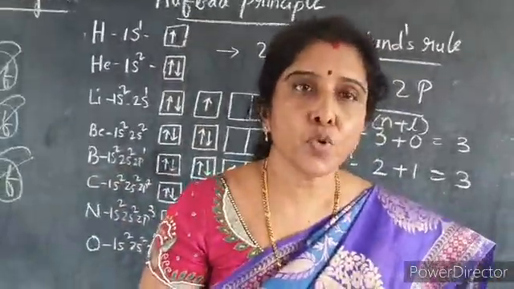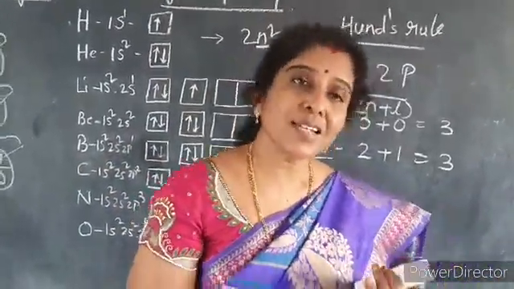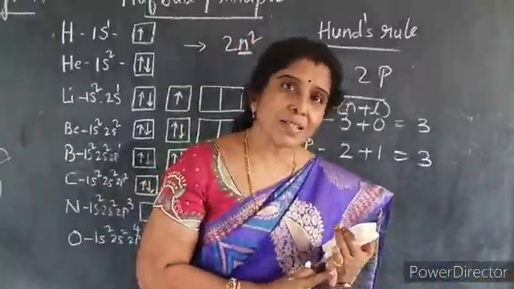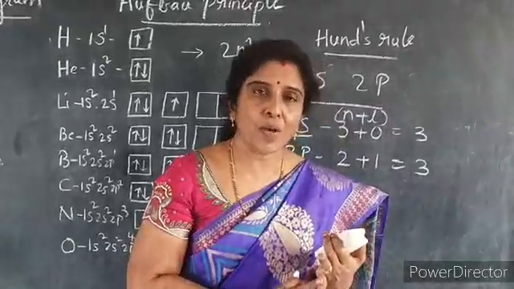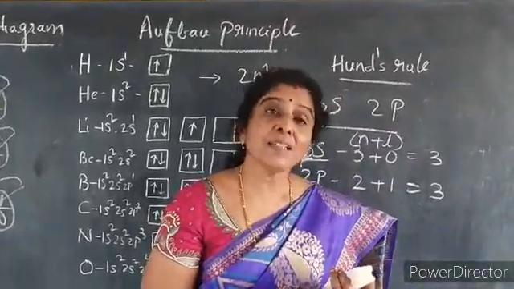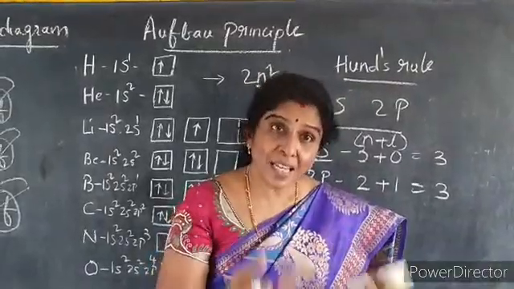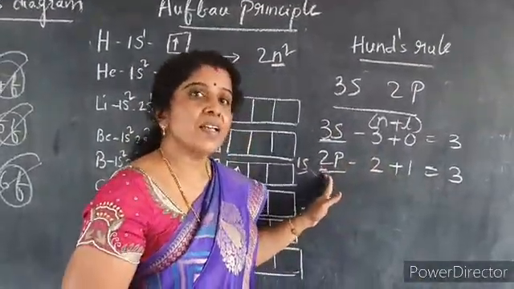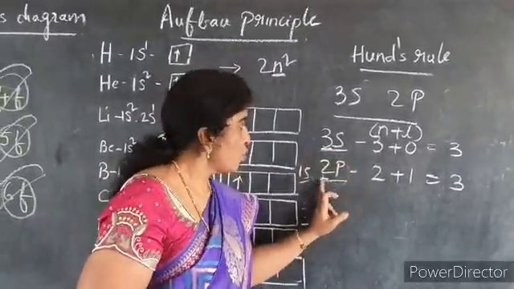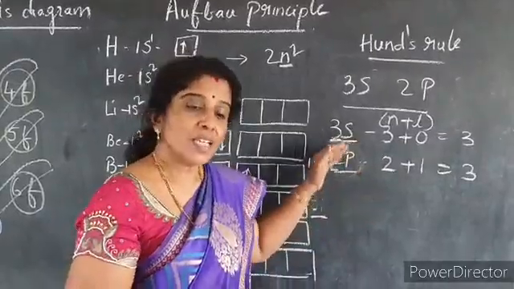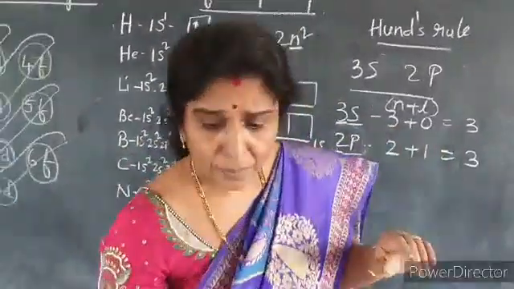So these two general rules you have to apply in building up the configuration. What are these two? The first rule is you have to take the n plus l value. The orbital having the least n plus l value will be occupied first. If the n plus l value is the same for two orbitals, then you take the least n value, and the electron will occupy the orbital having the least n value. So you have to remember these two rules.